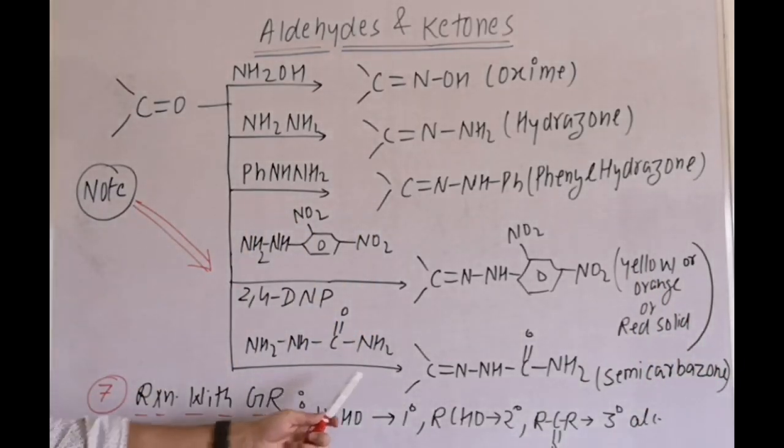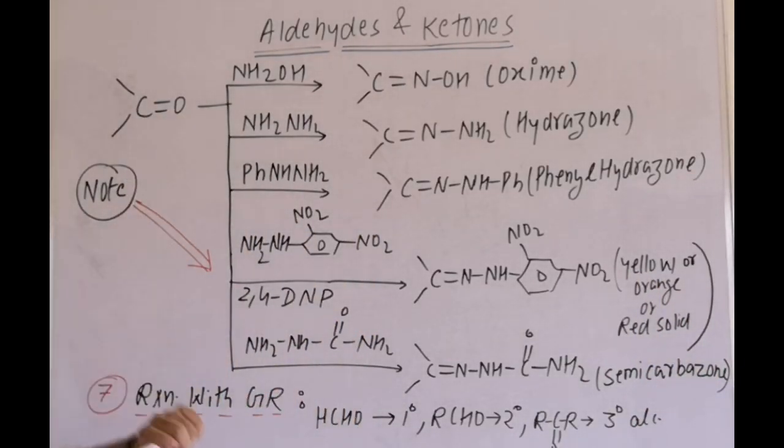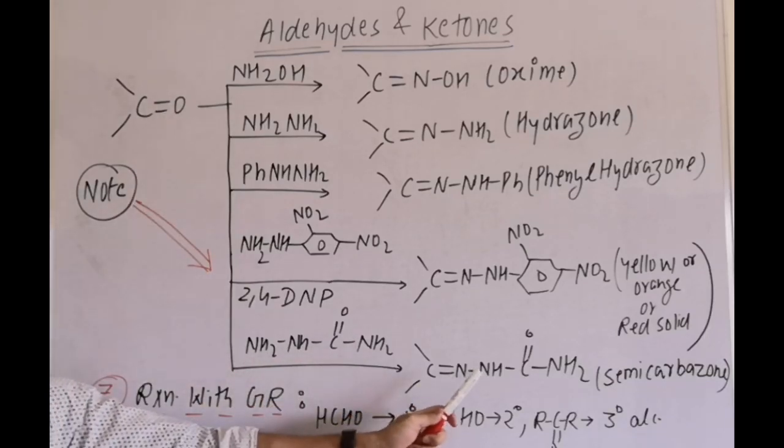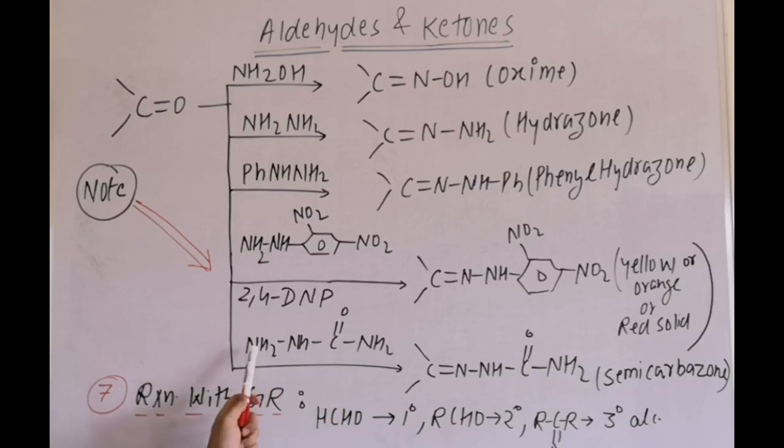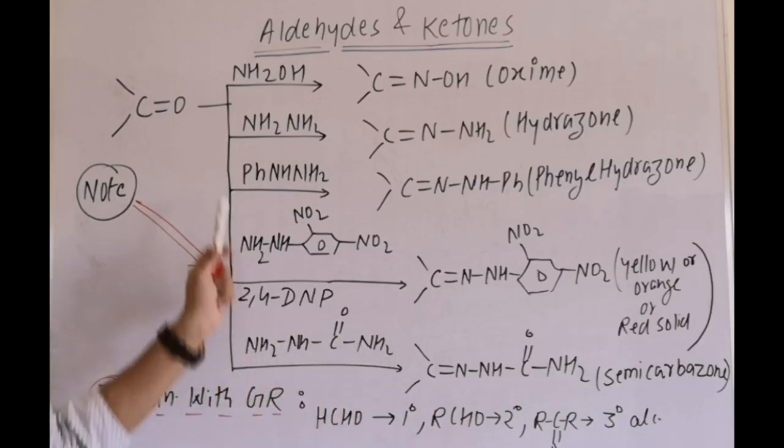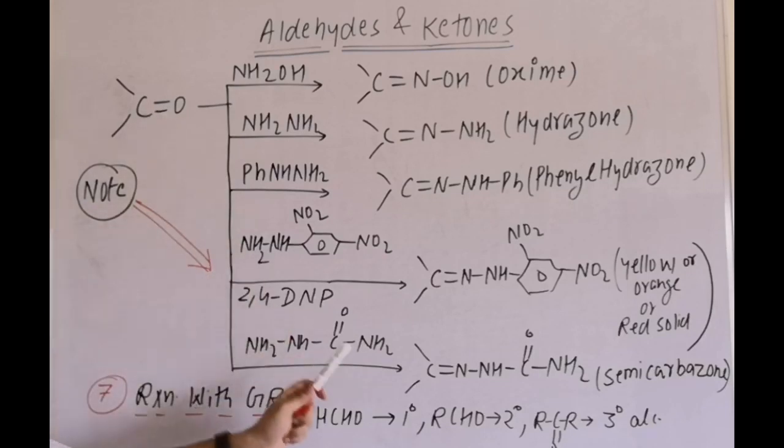Next is semicarbazide, again H2O is released and it forms C double bond N, then NHCONH2. Remember, out of these two NH2 groups only this one will participate, or will add on the carbonyl carbon. Why? Because this nitrogen's lone pair is in conjugation, which means it is less nucleophilic as compared to this one.